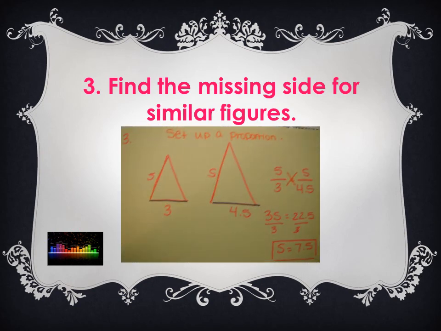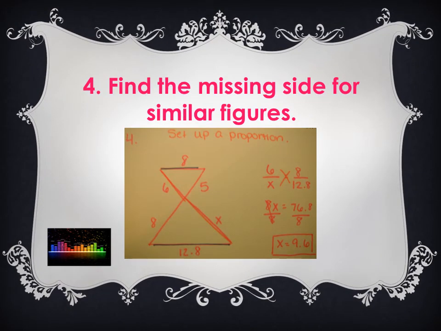In this problem, we are to find the missing sides for the similar figures. You are given two triangles. All we have to do is set up a proportion. 5 and 3 equal to s over 4.5. When we cross multiply, we get 3 times s equal to 5 times 4.5, giving us 3s equals 22.5. When we divide by 3 on both sides, we get s equal to 7.5.